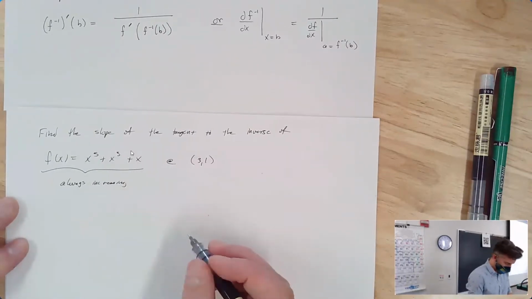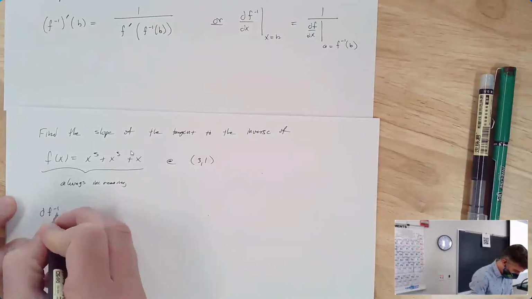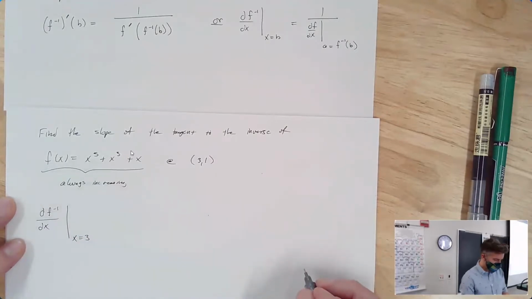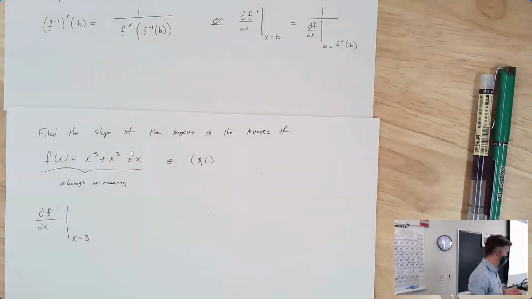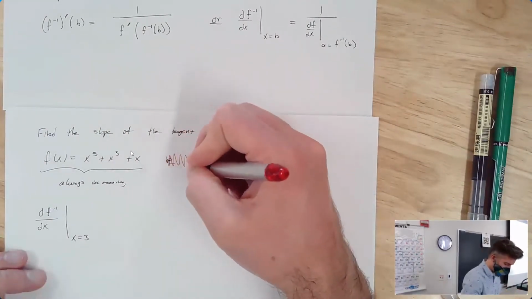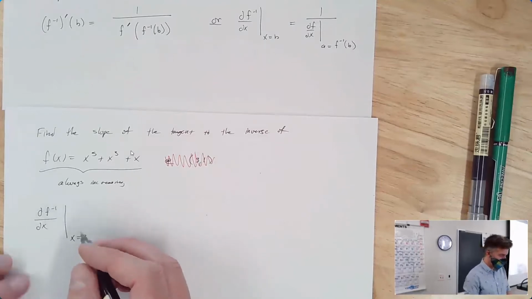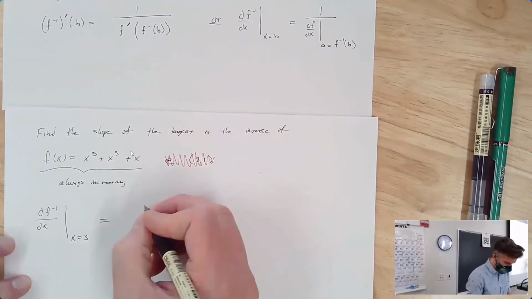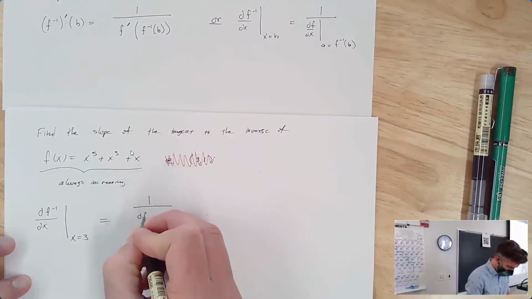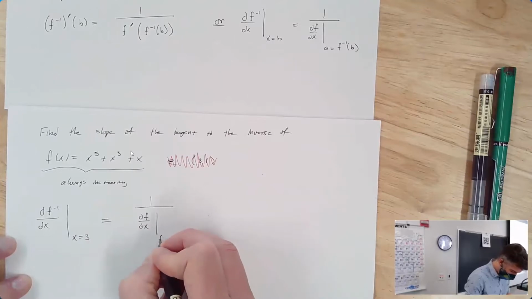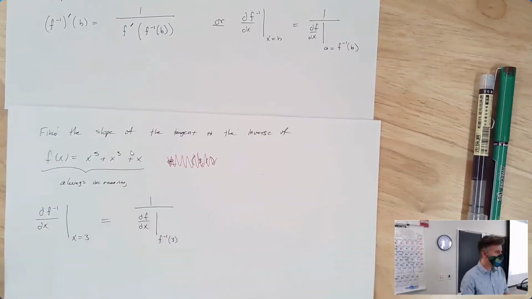So I'm going to say, I want to find df inverse dx at x equals 3. And the way I can make this harder is I could say, let's pretend we didn't have this information. Nobody told you it was at the point 3, 1. They just said, I want to find the derivative of the inverse at x equal to 3. So here's what I know. It's going to be 1 over the derivative of the function evaluated at f inverse of 3.